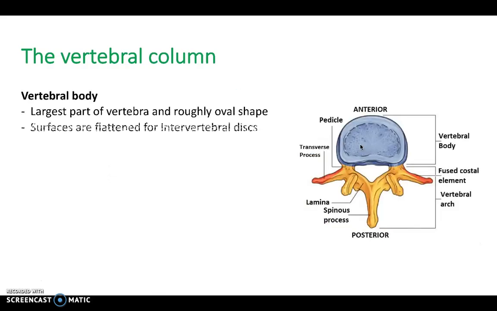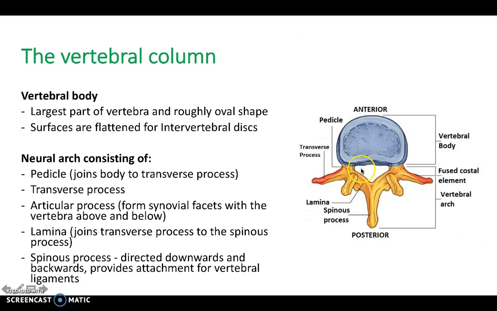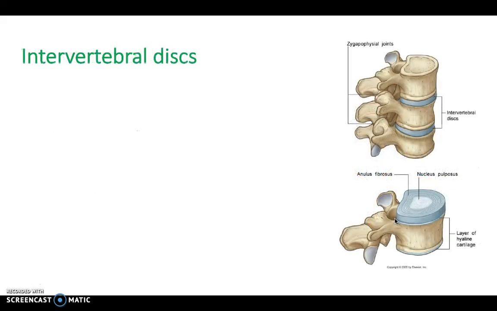So the vertebral bodies, these are the largest part of the vertebra and roughly oval shape, and you can see them here in blue. We also have a neural arch consisting of all of these parts. It's important to be aware of what these parts are, particularly the spinous process and the transverse process are really important, and try and remember what they articulate with. For example, where do ribs articulate on the vertebral column? This is an important question as it often comes up in multiple choice.